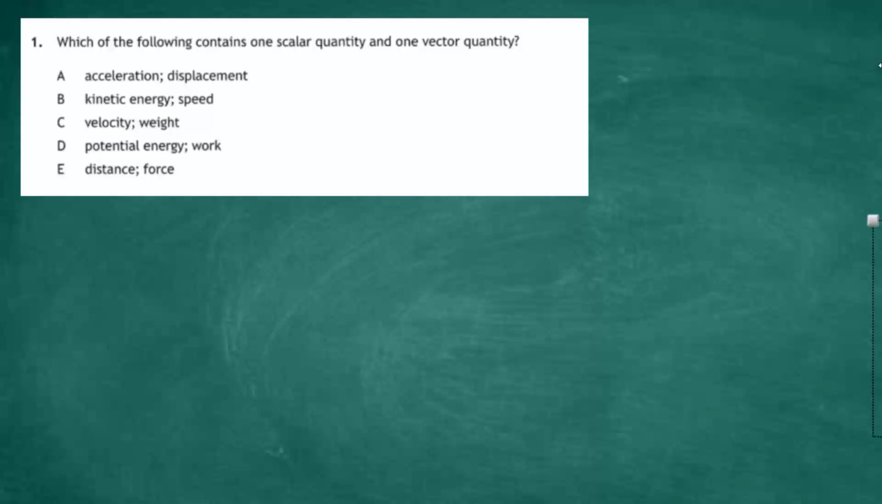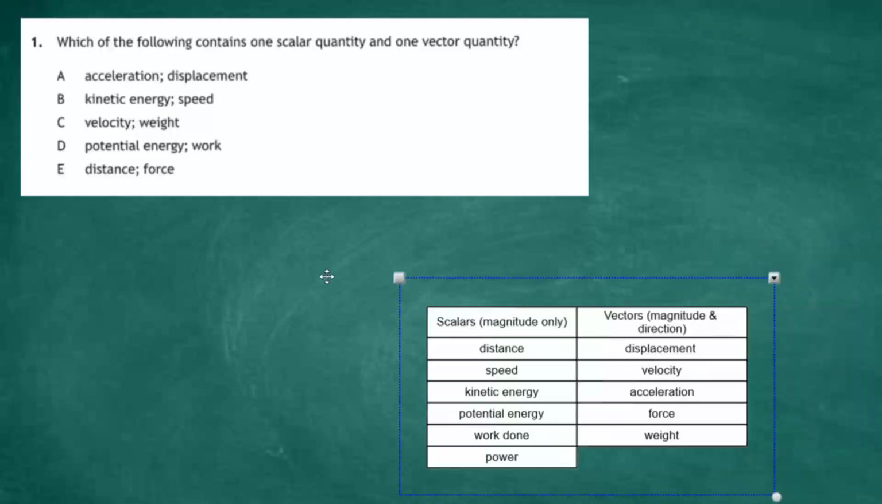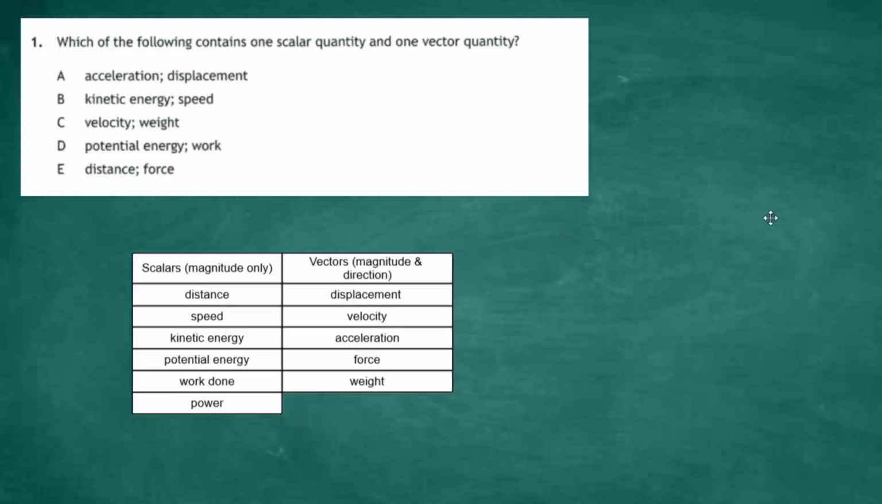Question 1 from the 2022 National 5 Physics paper from the SQA. Which of the following contains one scalar quantity and one vector quantity? Well, let's refresh our minds by looking at a table of scalars and vectors.